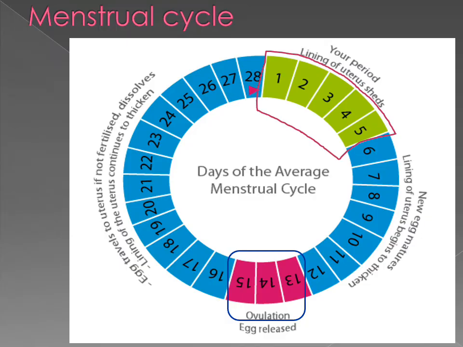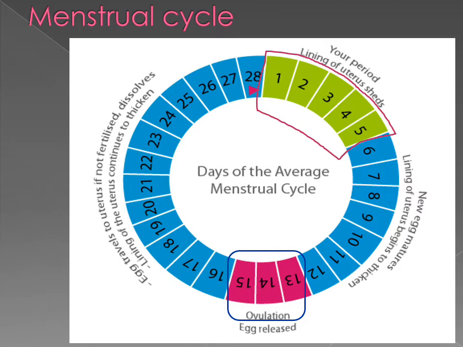Here we're going to look at the menstrual cycle. The menstrual cycle is an average of 28 days. Not all ladies have the same number of days, but on average, we have found that 28 days is the number that most ladies have. It begins with the shedding or the loss of the uterus lining.